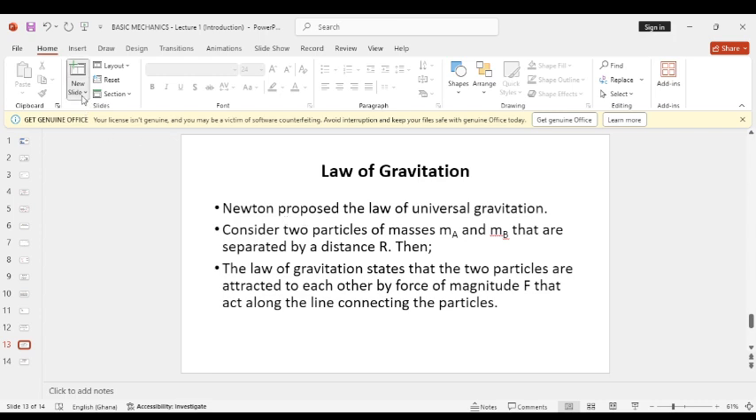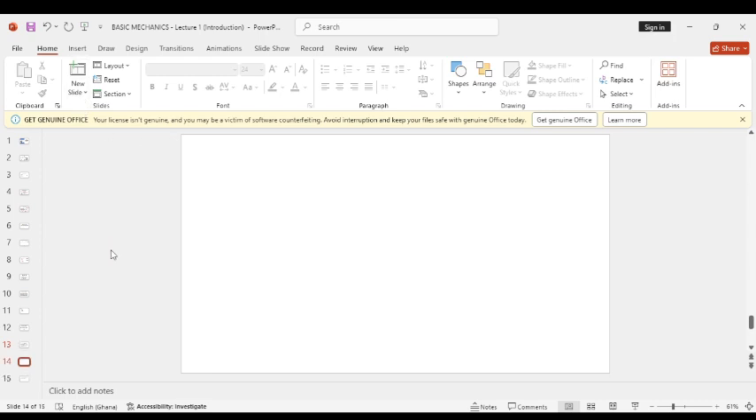Let me create another space here. Assuming we have a body here, A, and then another body here, let's call that one B. A has a mass MA, B has a mass MB. You realize there's a distance between A and B. Let's represent the distance between A and B as R.